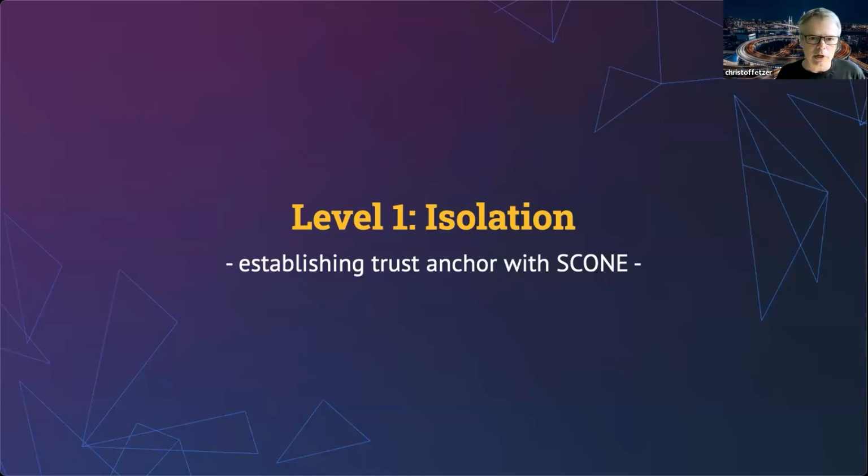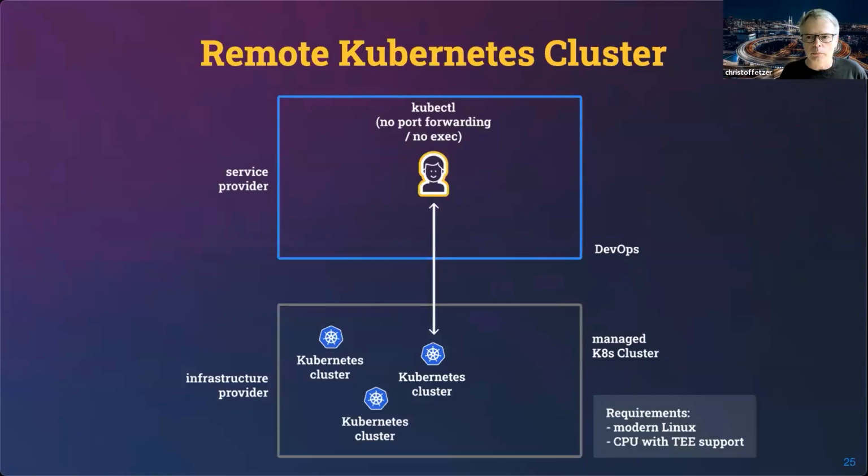But we also have a higher level of isolation, where we decouple ourselves from the Kubernetes cluster. We don't want to let a service provider get access to the Kubernetes cluster. If you use a Gardener-based Kubernetes cluster, you can use kubectl to send manifests, but you cannot do port forwarding. You cannot execute any programs. That is one standard way of operating Kubernetes clusters in production environments.